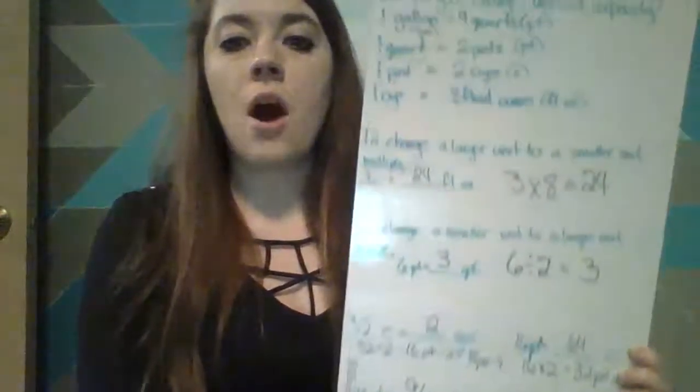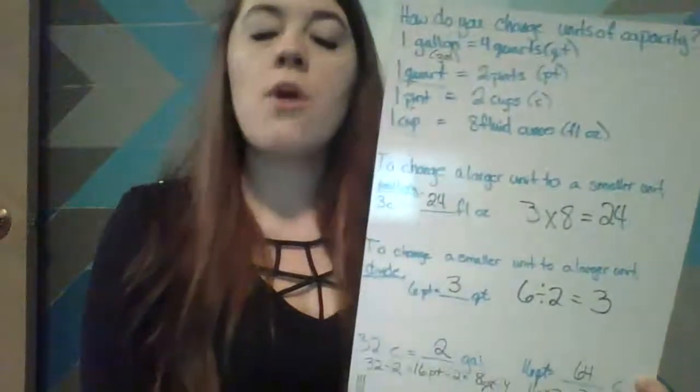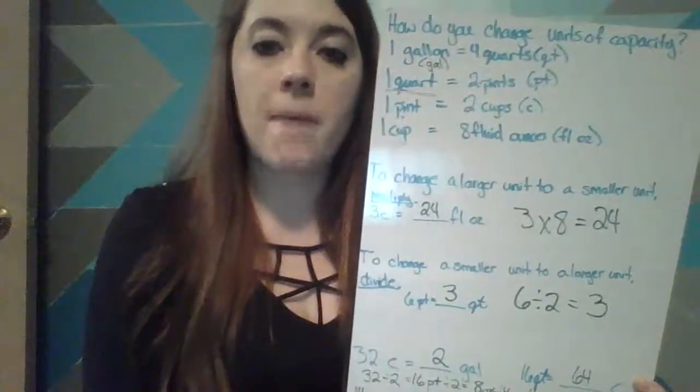So these are how we do our conversions for customary units of capacity. Now you may have noticed I've been saying customary a lot within this lesson. So customary is our key word. Customary units are what we use here in the United States. Elsewhere we use different units of measure. Customary is specific to the United States. So keep that in mind as well.